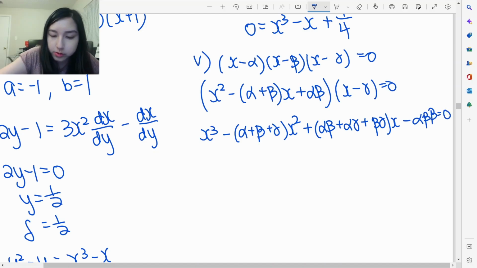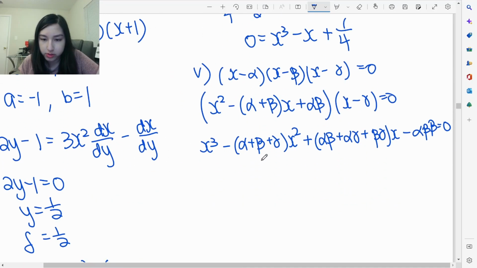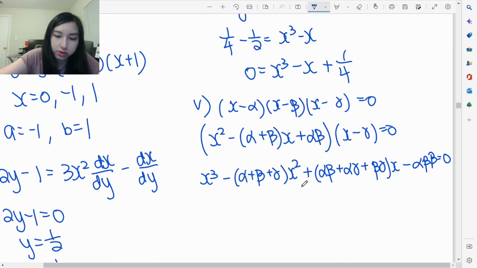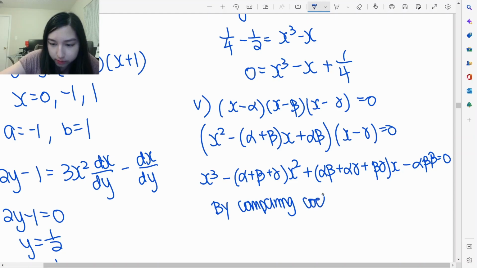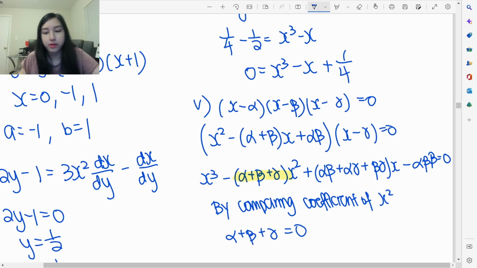So what do they want us to look for? Alpha plus beta plus gamma, which is this one, the coefficient of x squared. There's no x squared here, so clearly by comparing the coefficient of x squared, here is my x squared and this one has no x squared, so obviously alpha plus beta plus gamma equals 0.